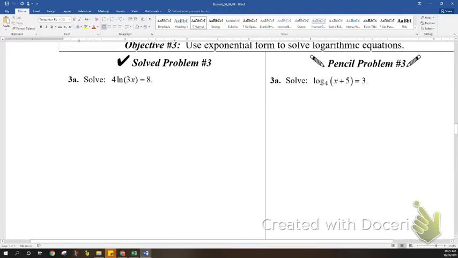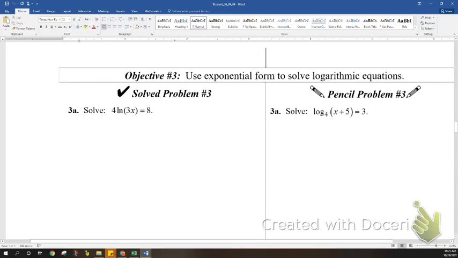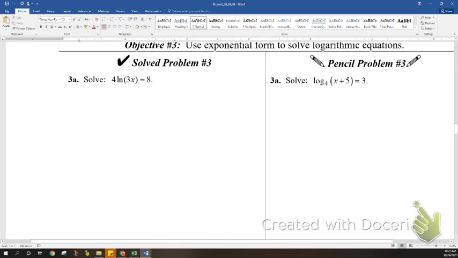All right, so objective 3, it says use exponential form to solve logarithmic equations. Now, the only difference between what we've been doing and what we're about to do is the fact that before, our x could be anything because we were starting with an exponential equation, okay? We had that base, raised, and exponent in our equation. So remember, the domain of exponentials was negative infinity to infinity, so any x value would work.